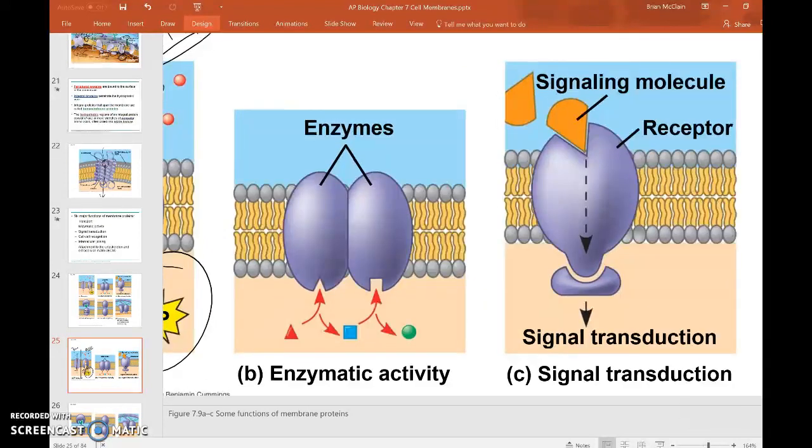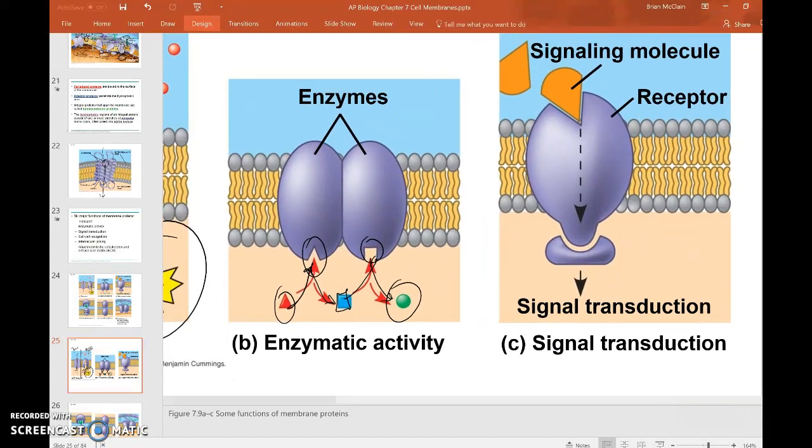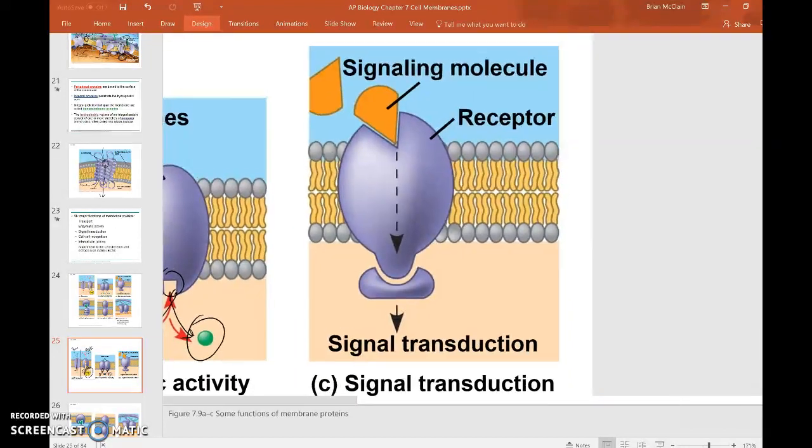Another function of the proteins is that they play a role in chemical reactions by serving as the enzymes. So embedded in the membrane, you have these active sites, and the active sites will take in the substrates and they will catalyze the formation of product. Okay, so those are our reactants being formed into products. And we'll see in chapter 8, we spend a lot more time on the functions of enzymes.